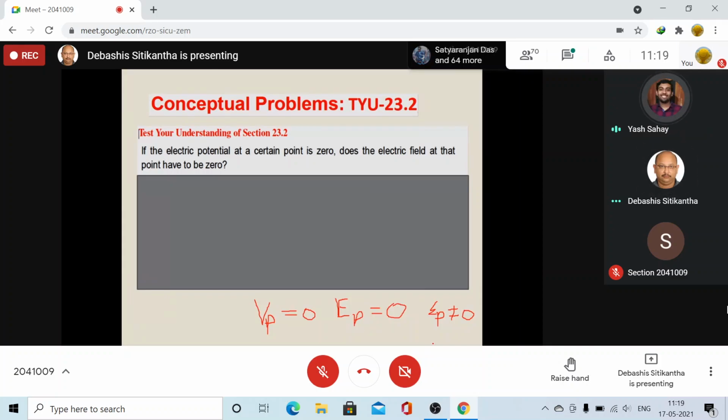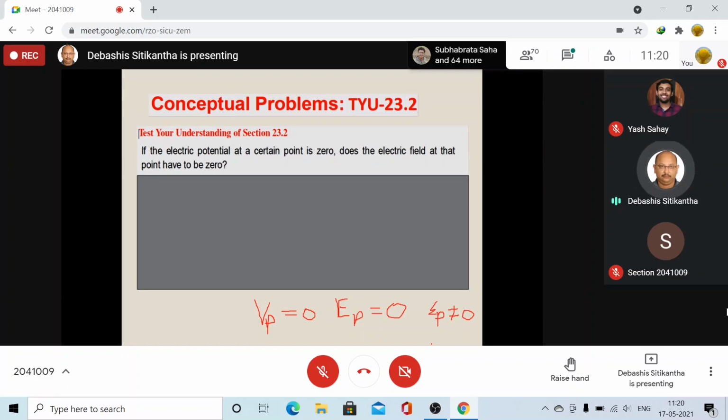No, sir. It's not necessary. You are absolutely correct. What is your name? Sai, you are absolutely correct. It is not necessary that if Vp is equal to 0 at any point in an electric field, the electric field will also be equal to 0. It may be 0, may not be 0.